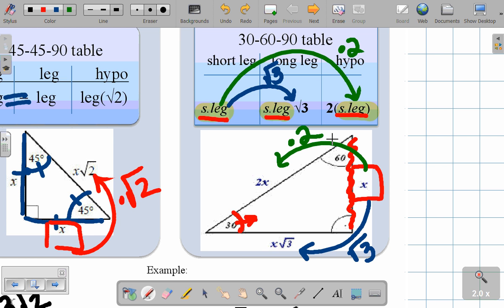Let's do it one more time. Say short leg. Short leg, long leg, root 3. Short leg, hypo, times 2. Sounds like this. Short leg, going 30, 60. Times 2. Short leg, short leg.